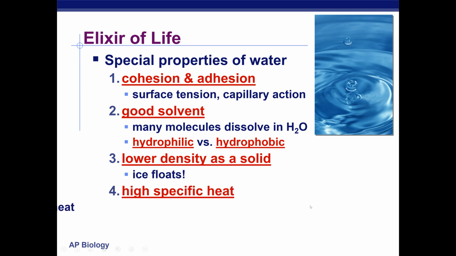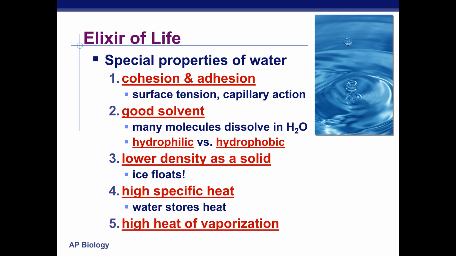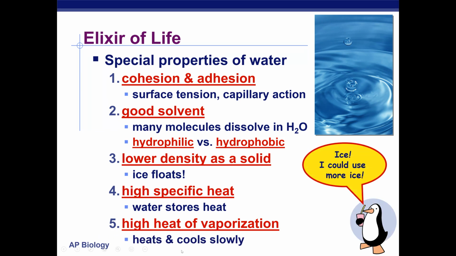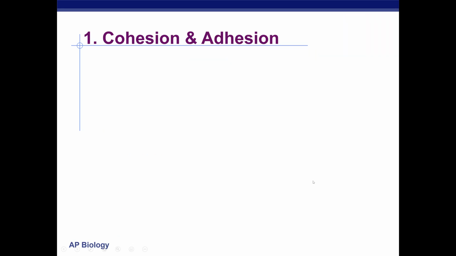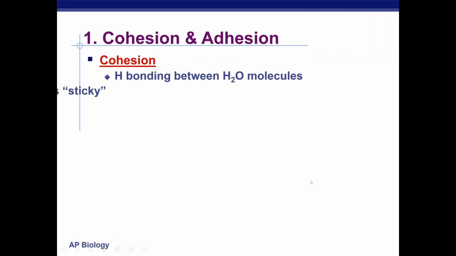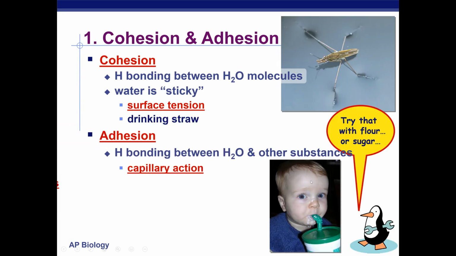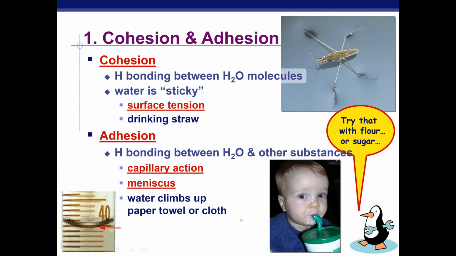There's a high specific heat. Water stores heat. This is why coastal communities tend to have a much more moderate climate than interior country communities. And it has a high heat of vaporization. It heats and cools slowly. Lots of energy to heat it up, lots of energy to cool it down. Beyond that, that is what you should know about water.